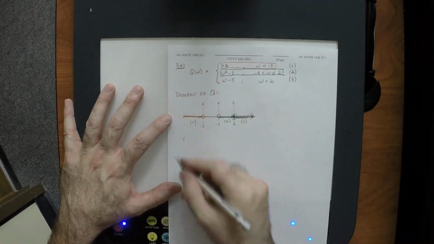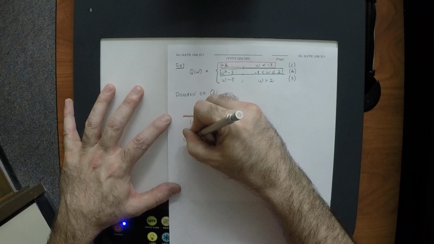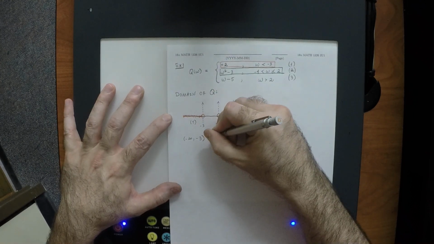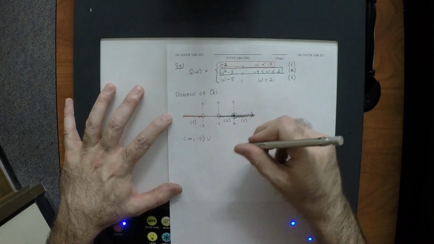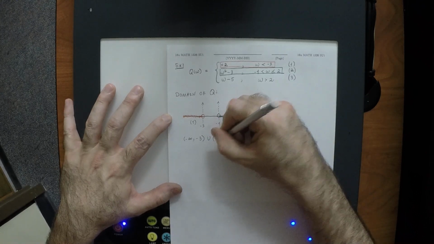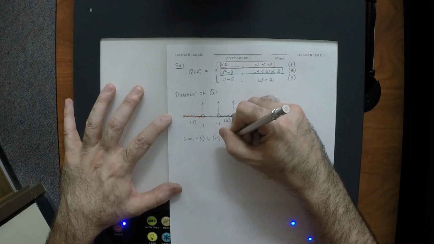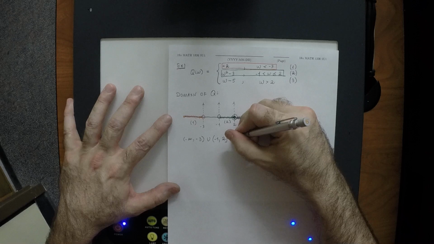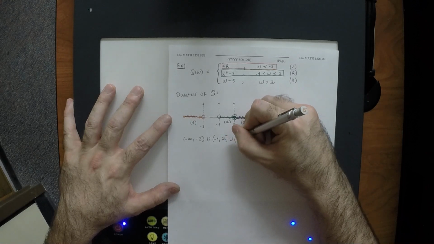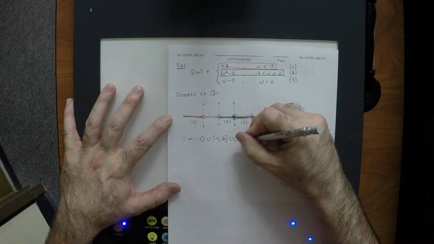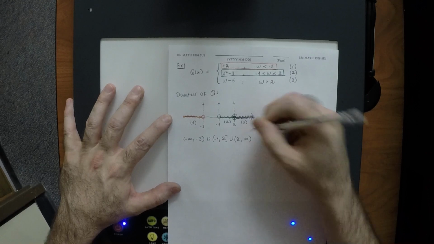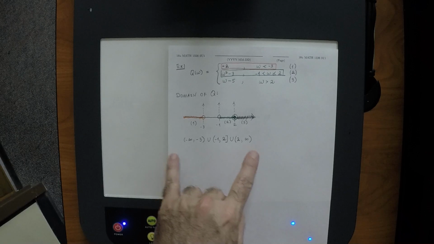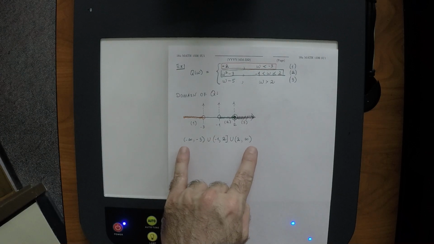So we could write this domain in interval notation as -infinity to -3, and then union all the individual pieces. So union -1 to 2, with a square bracket on that, indicating that it is included. And then union, open parenthesis on that one, to infinity. Now, this can be algebraically simplified. How can this be simplified?